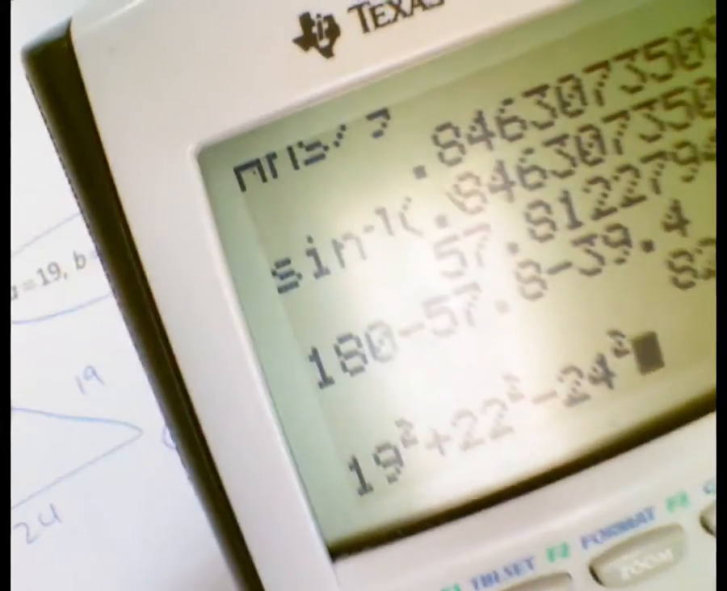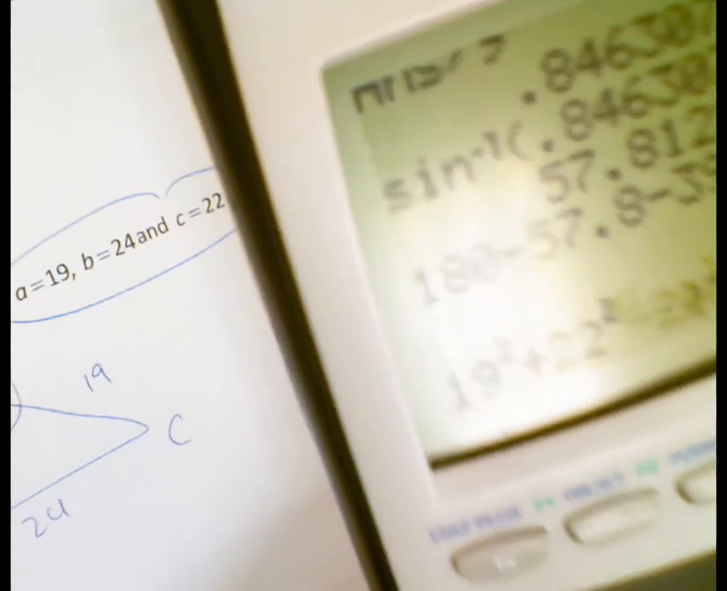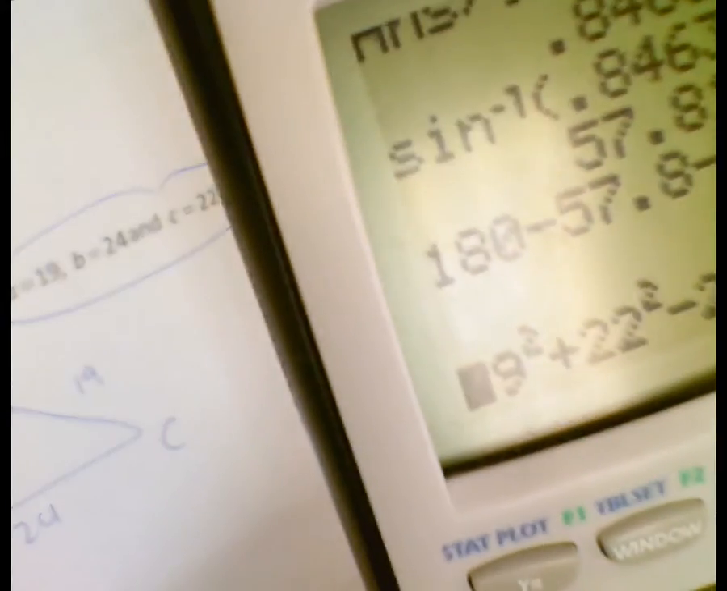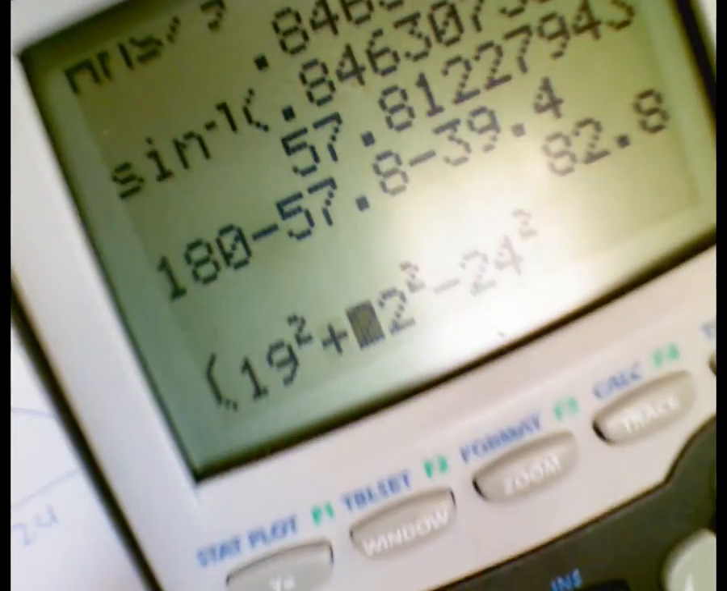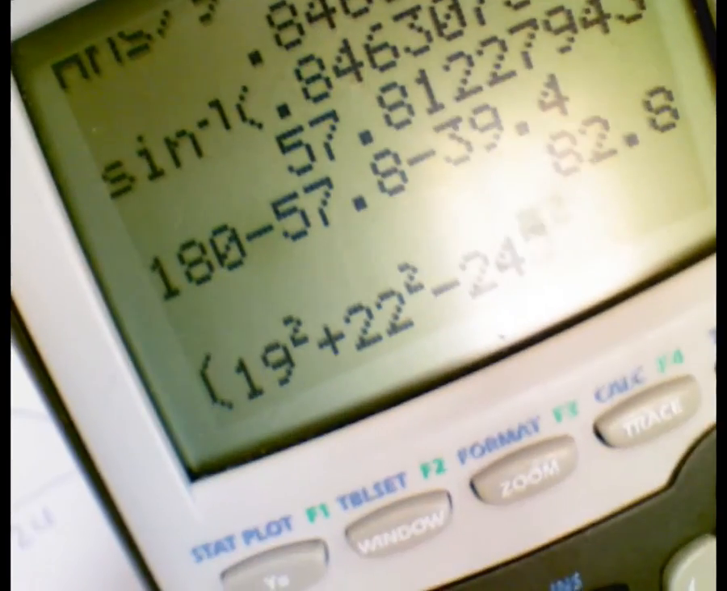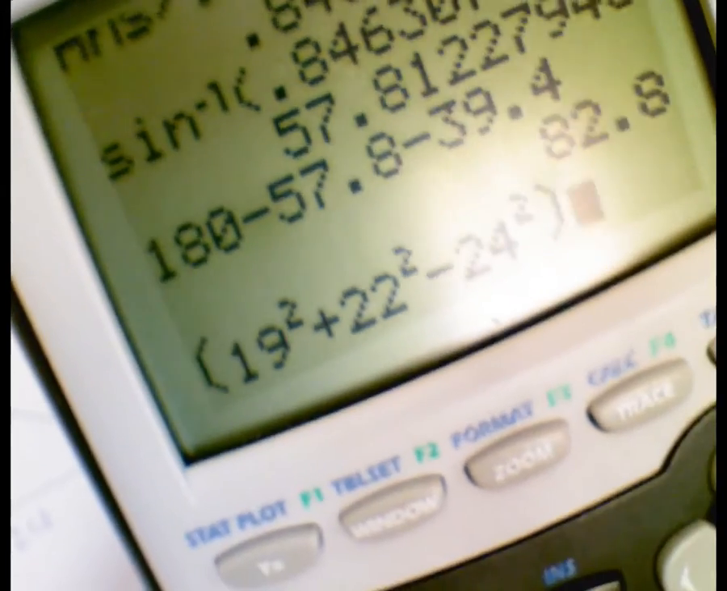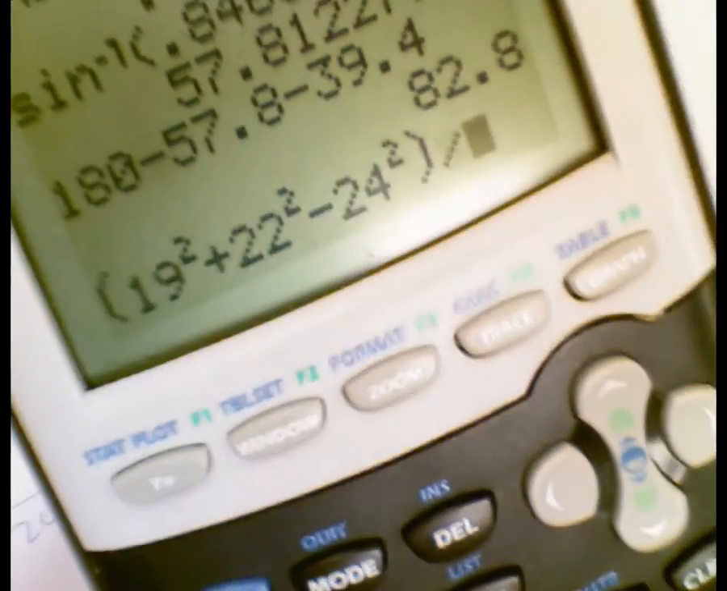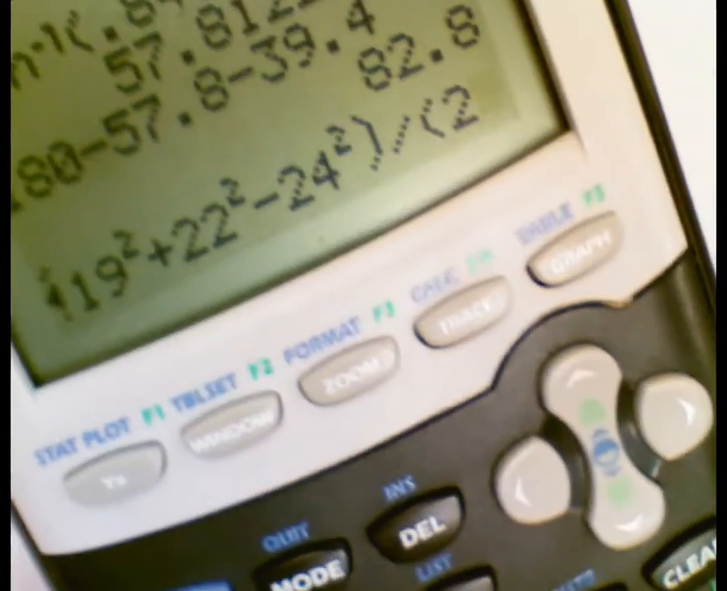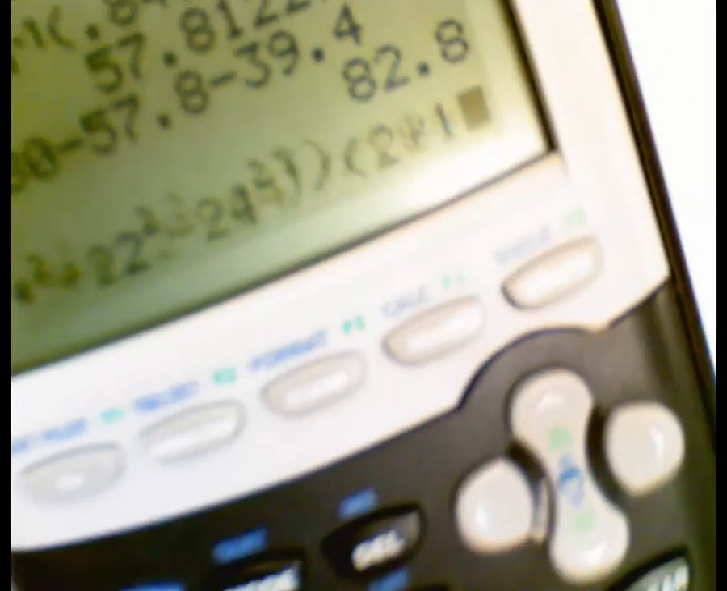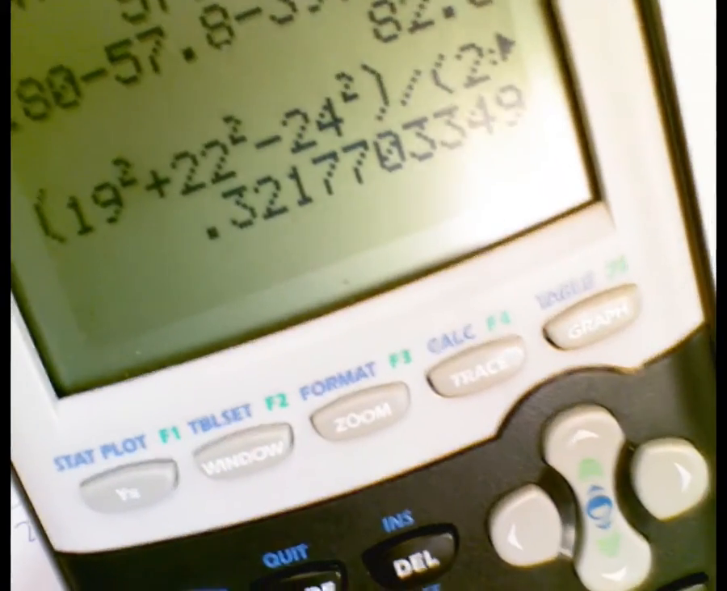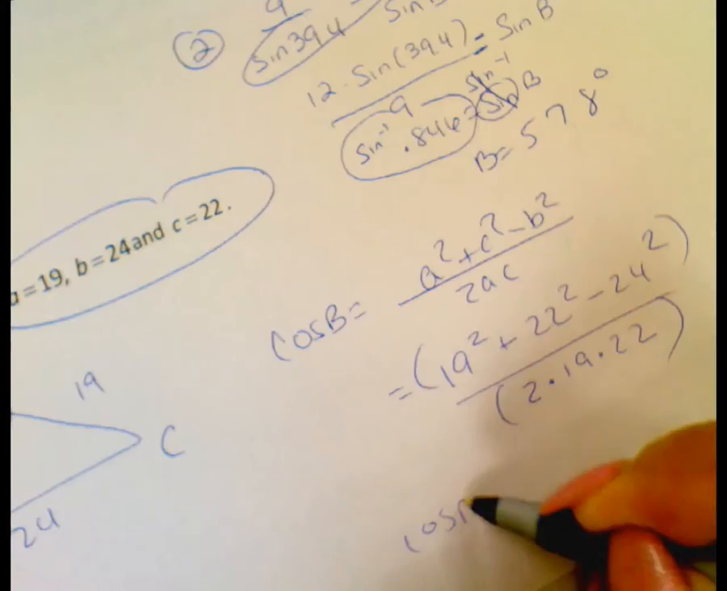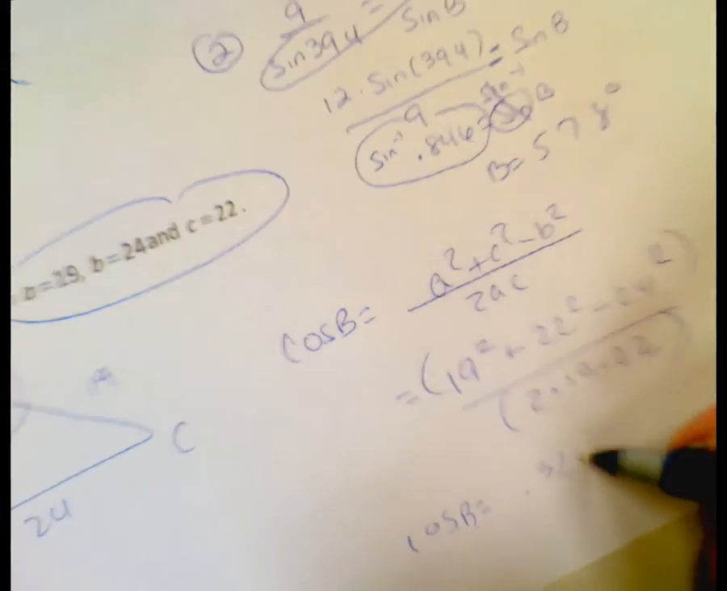Parentheses. Oops, I didn't do parentheses. Oh my gosh. I gotta go back. I gotta insert. Second insert parentheses. Okay, and there's my parentheses. Okay, so there we go. Divided by parentheses 2 times 19 times 22, which is 0.3217. Okay, so now cosine of b is equal to this 0.3217.